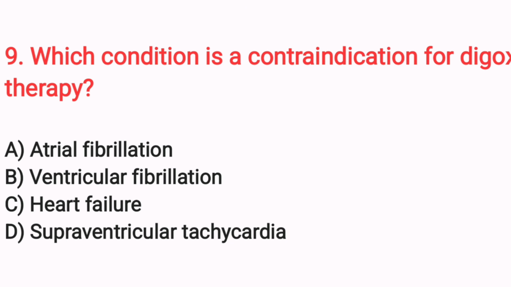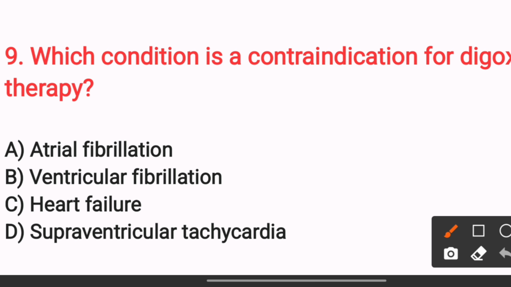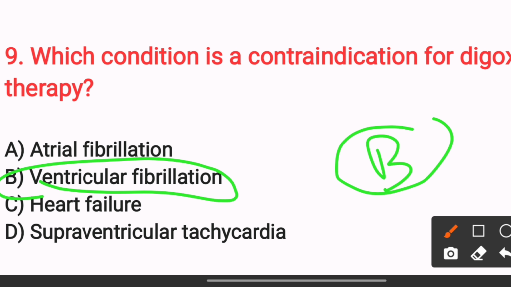Next, which condition is a contraindication for digoxin therapy? Option A, atrial fibrillation. Option B, ventricular fibrillation. Option C, heart failure. Option D, supraventricular tachycardia. The answer is option B, ventricular fibrillation, because digoxin can exacerbate ventricular arrhythmias. It is contraindicated in ventricular fibrillation. So the answer is option B.